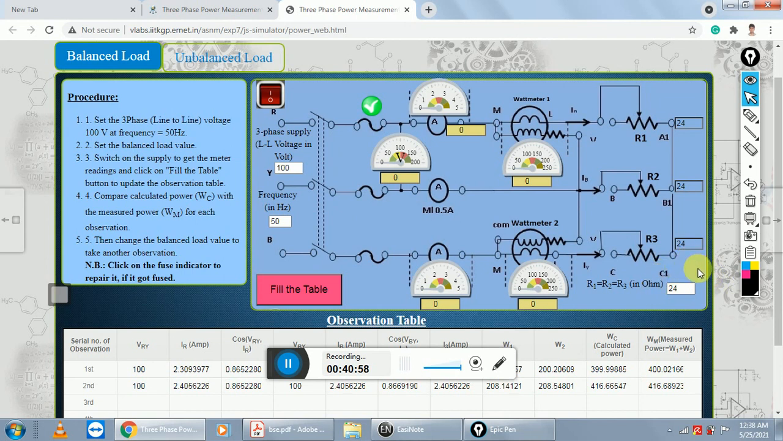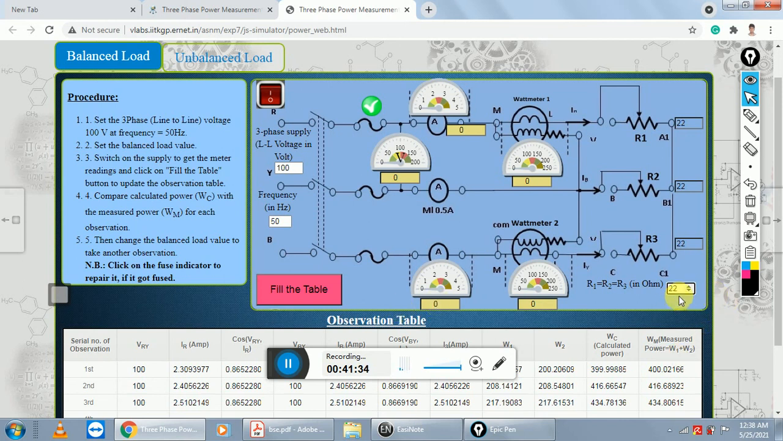Again increase the load, meaning decrease the value of resistance, and turn on the switch. When we increase the load, power absorption by this load is increased. So you get 270 watt of power. Click fill data in table, take another reading.